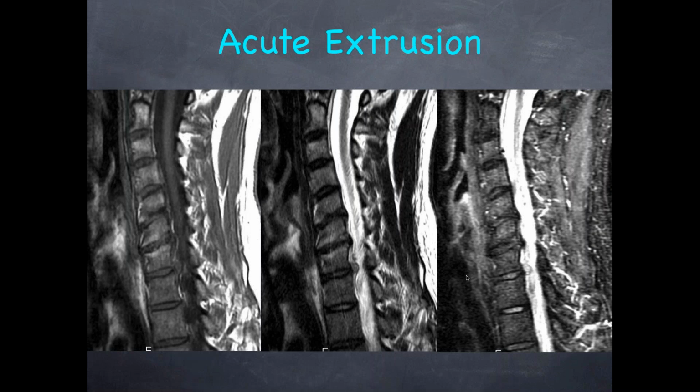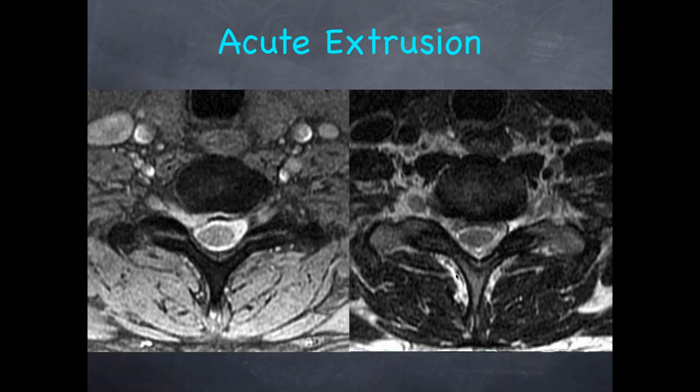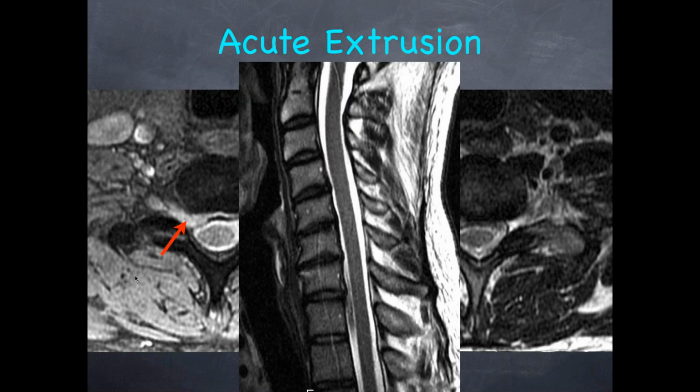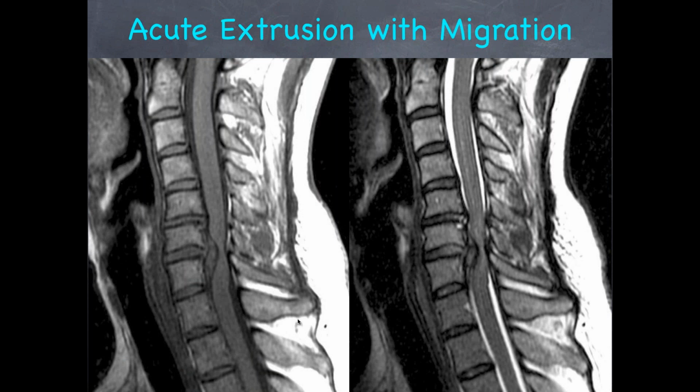And here's just another extrusion. I don't want to spend too much time on this because we've already talked a lot about disc protrusion. And as we talked about before, the best evidence that goes along with symptoms in the lumbar spine are really foraminal zone protrusion affecting the nerve roots. In this particular case, we can see some disc migrating away. Another big disc extrusion with migration and cord compression as well.